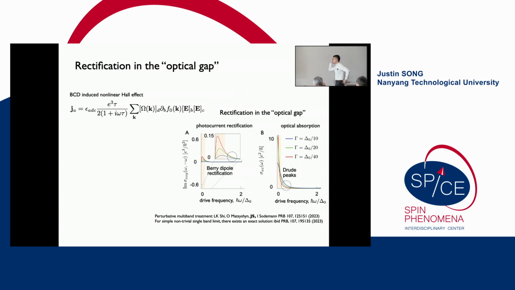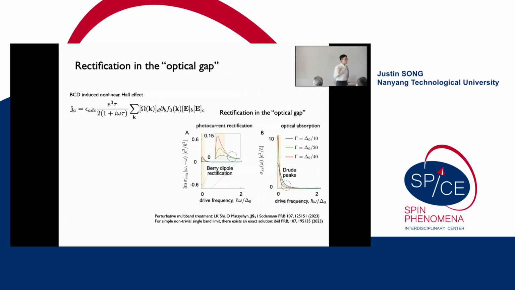For instance, you can have something called rectification in the optical gap. Typically, if I have a metal, I have an optical absorption Drude peak. So this is the real part of my optical absorption, all right? And it actually diminishes when my scattering rate becomes very small, right? So basically, my Drude peak becomes sharper and sharper and sharper.